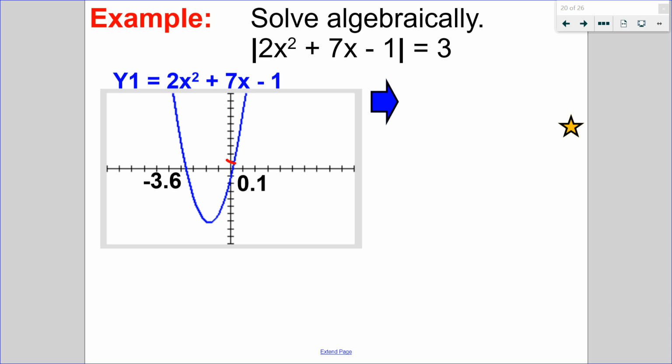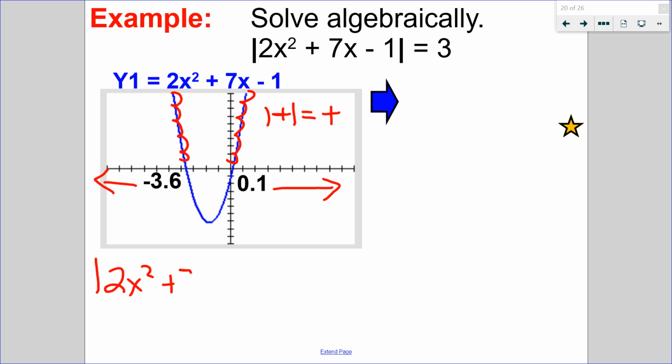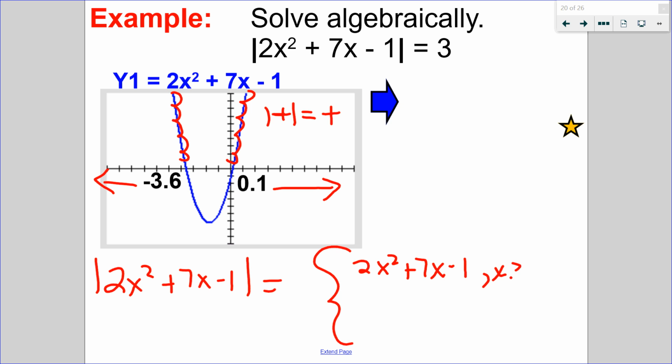So the positive piece is where the function is above the x-axis, right in there. All of these have a positive function value, and the absolute value of a positive stays as a positive. This will happen to the right of 0.1 and to the left of negative 3.6. So the absolute value of 2x squared plus 7x minus 1 is equal to 2 pieces. The first one is the positive piece, which stays the same: 2x squared plus 7x minus 1, and that is going to happen when x is greater than or equal to 0.1 or when it is less than or equal to negative 3.6.